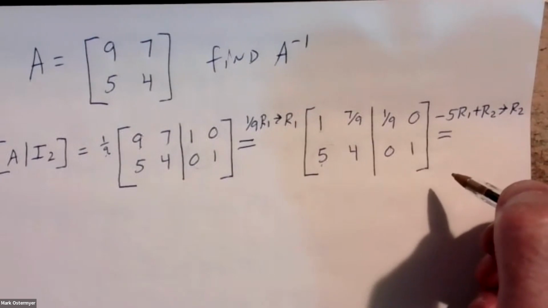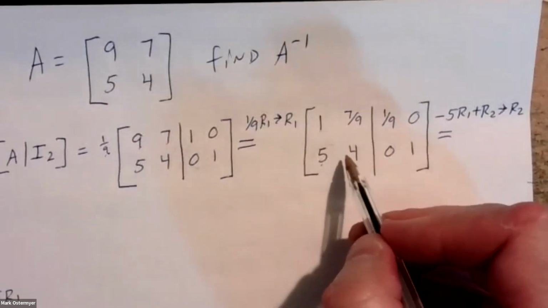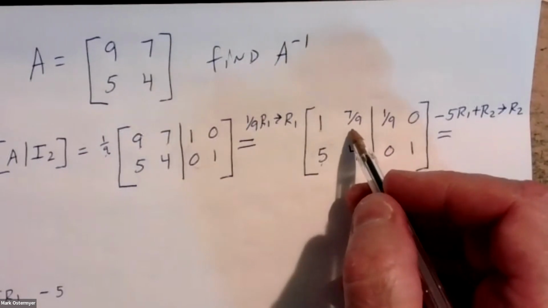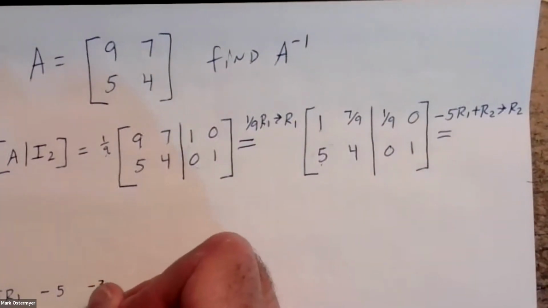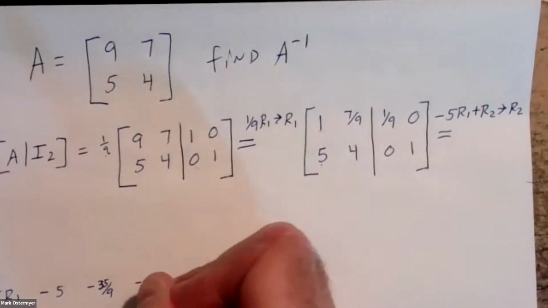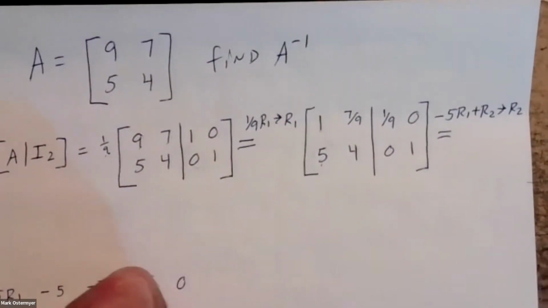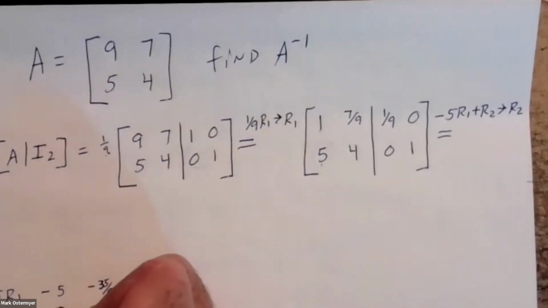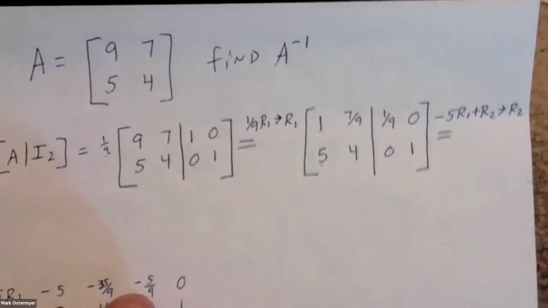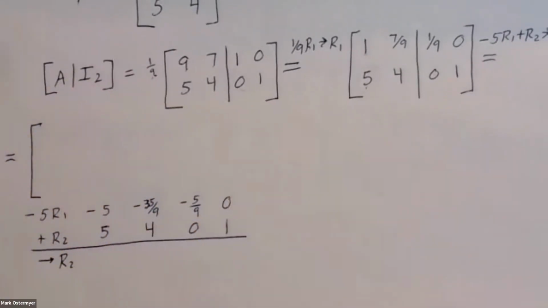So what am I going to do now? I'm going to take -5 times row 1. And what's -5 times 1? -5. -5 times 7/9 is -35/9. Don't turn these into decimals, leave them as fractions. -5 times 1/9 is -5/9. -5 times 0 is 0. And to this, I'm going to add row 2. This will form a new row 2.